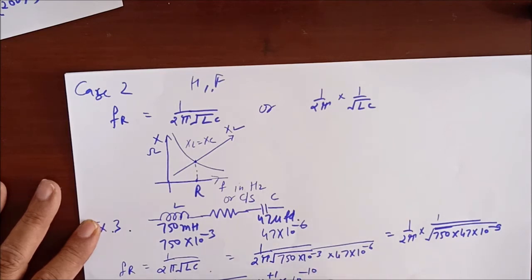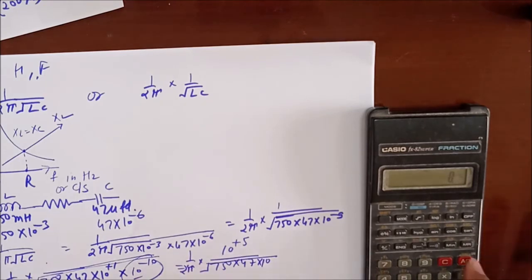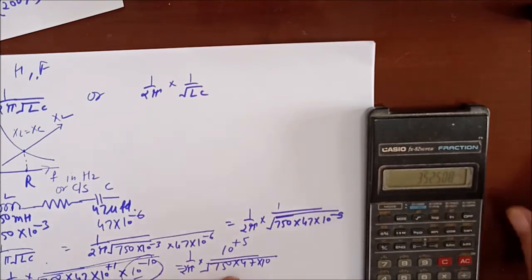So the sum of these two will be equal to 9, the same one, but I am taking it just to save time. Now this value will go up, and to cancel this, the root value will be half. So 10 raised to plus 5 will be here, and 750 into 47 into 10 under the root will become here. Of course 1 by 2 pi is also going. So saving time, straight away using my formula, 750 into 47 into 10, this is equal to this value.